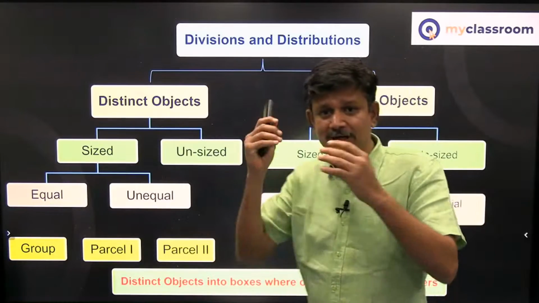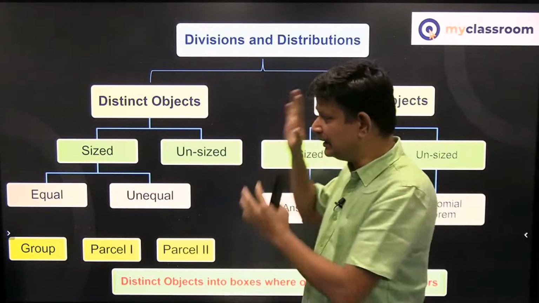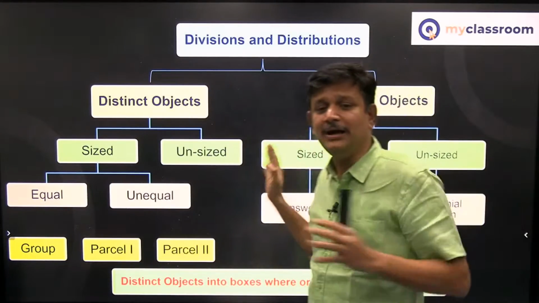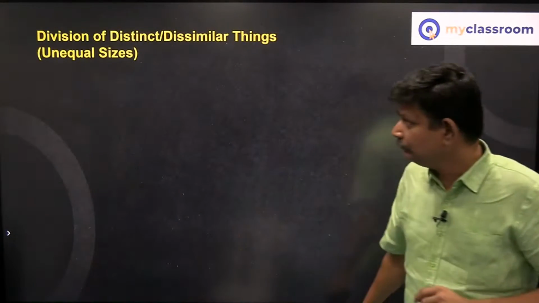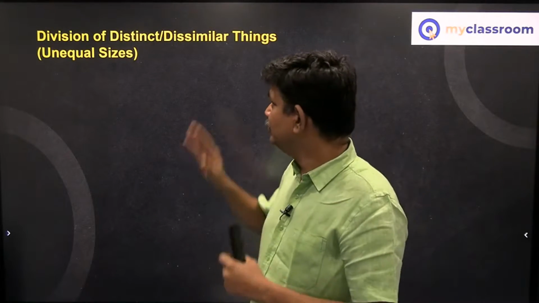And this PPT will be shared to you in the link. You download it and keep this completely in your mind so that there will be absolutely no confusion while doing the problems. First category of the question, division of distinct things.